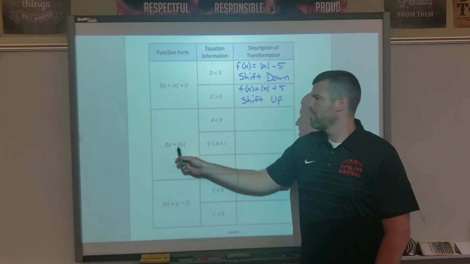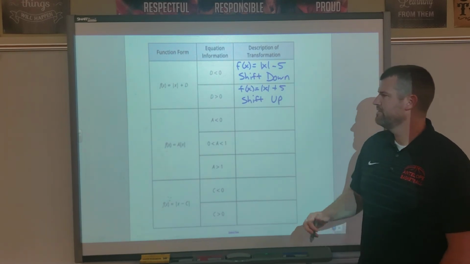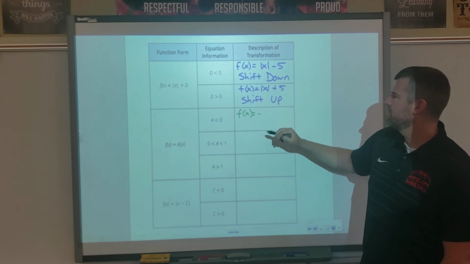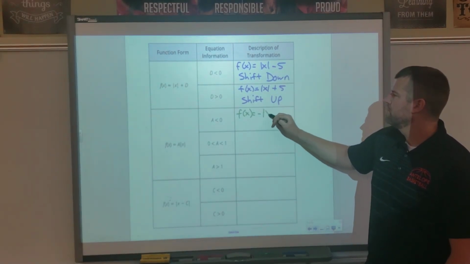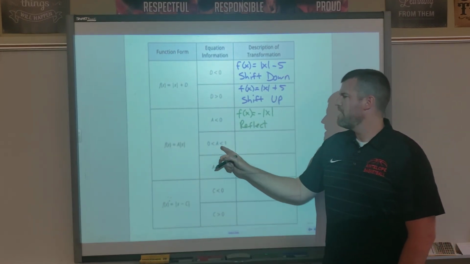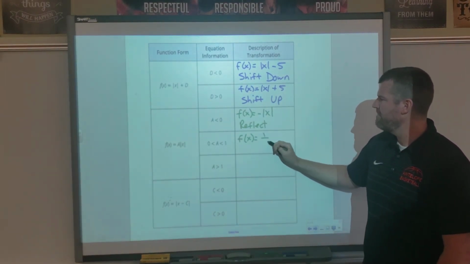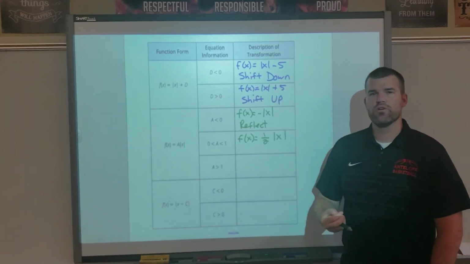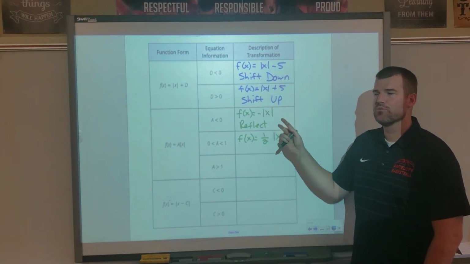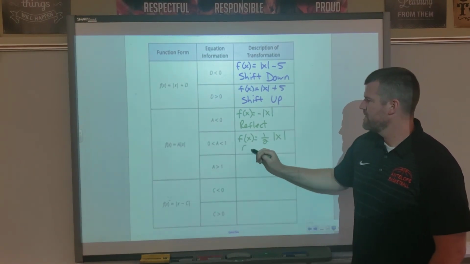The a value out front, right? If that a value is less than 0, so if we have a negative number, so f of x equals negative, I'm just going to put a negative. That will reflect it. If our a value is between 0 and 1, so let's say it's 1/2 absolute value of x, will that stretch it or compress it? Well, because it's 1/2, that means instead of going up 1 over 1, we're going to go up 1 over 2, which is going to make our whole graph wider. So this will make it compressed.